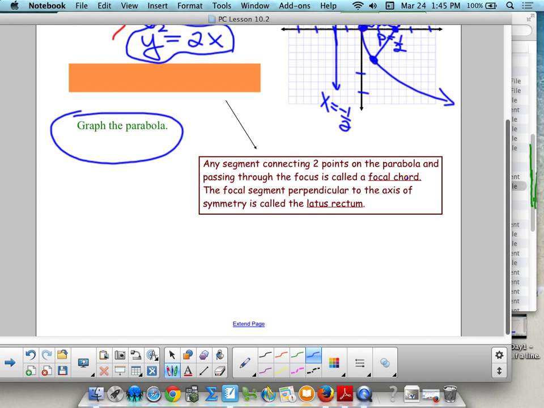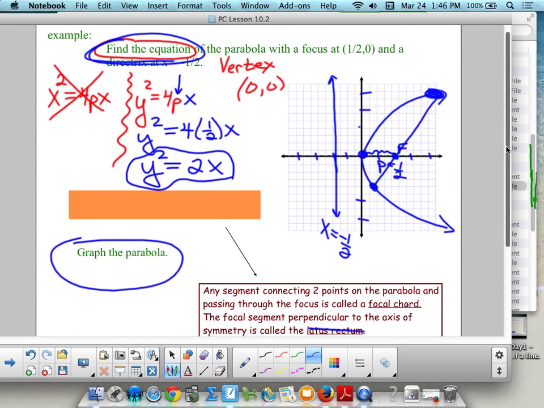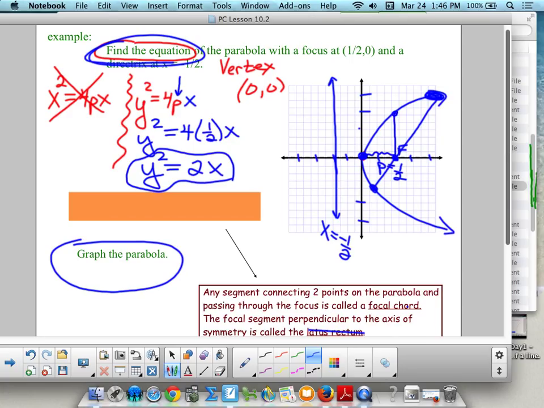Okay, that might be the last time I say that word to you guys, lattice rectum. I'm not going to say that. I'm going to say focal width. I want the focal width. Now what's the focal width? It's the focal chord that goes through the focus, happens to be perpendicular to the axis of symmetry. So you know what it is? It's right here. It's this point right there and this point right there. These are the 2 points I want you to graph. This is it. Just graph those 2.